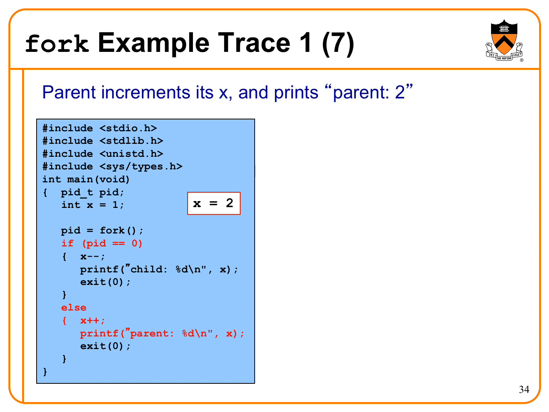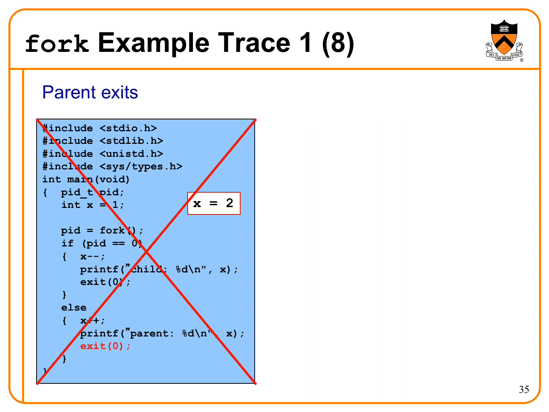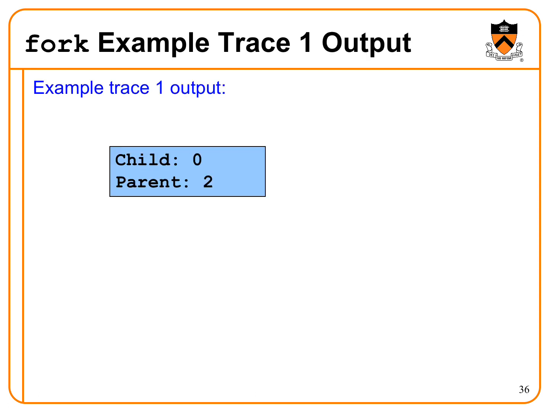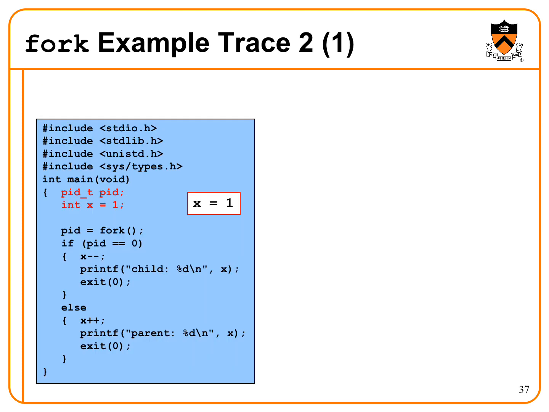The parent's PID is non-zero, so we execute the code in the alternative. And then the parent exits, again with the exit system level function. Now we see that the output for this program was the child's print first with 0, and the parent's second with 2. But of course we made the choice in that execution that the child would get to go first.